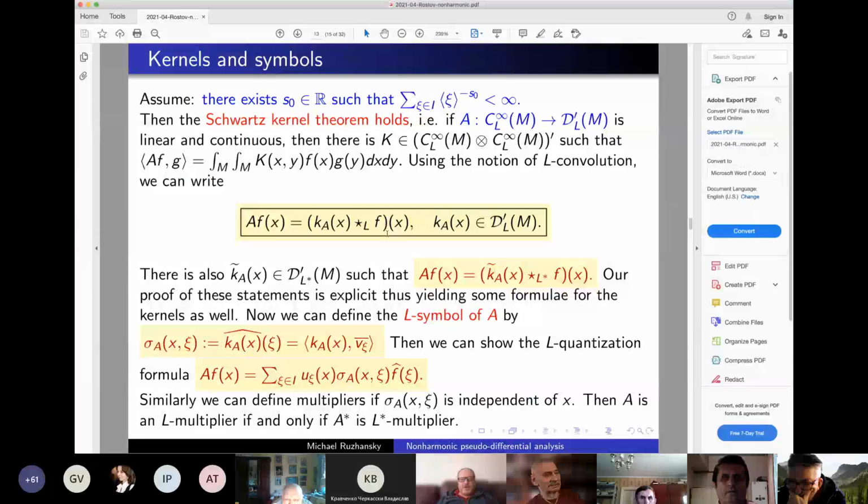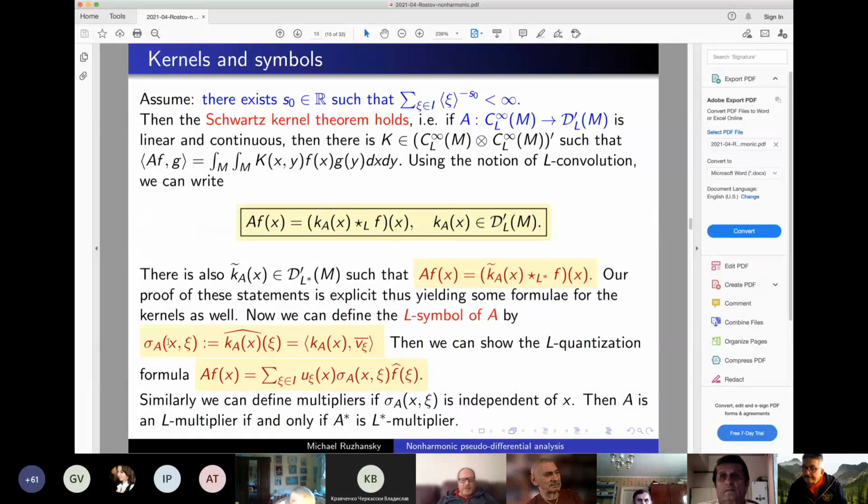We have this convolution, but this is a big step because this is very much in parallel to the classical theory of pseudo-differential operators, because now we can define the symbol of the operator. And in the same way as is done in the classical situation, once we have a convolution kernel of the operators, the symbol is the Fourier transform of this convolution kernel.